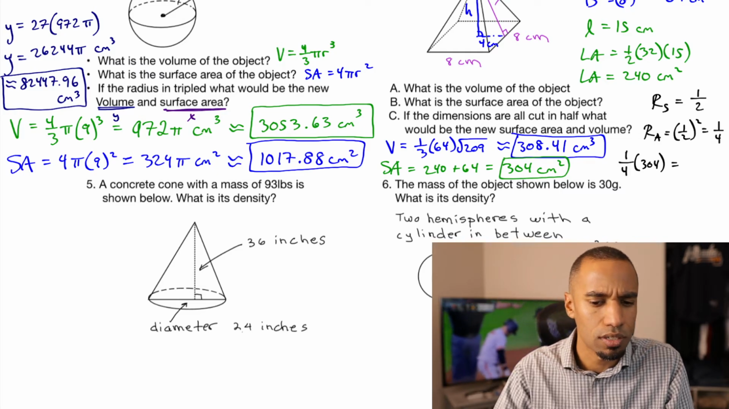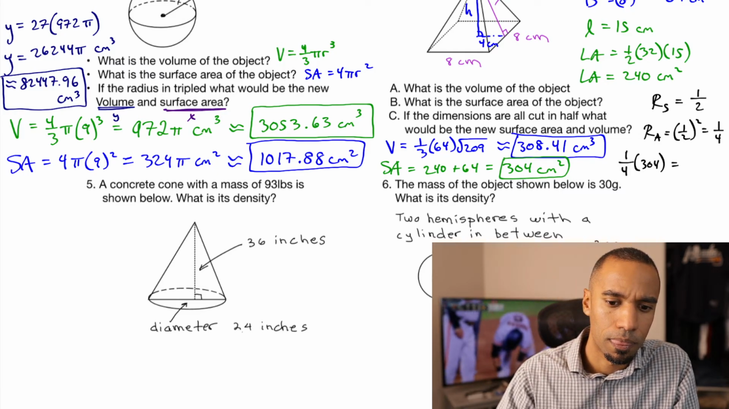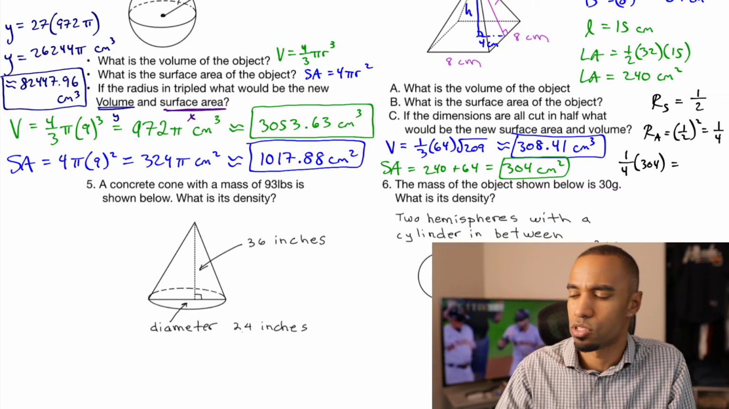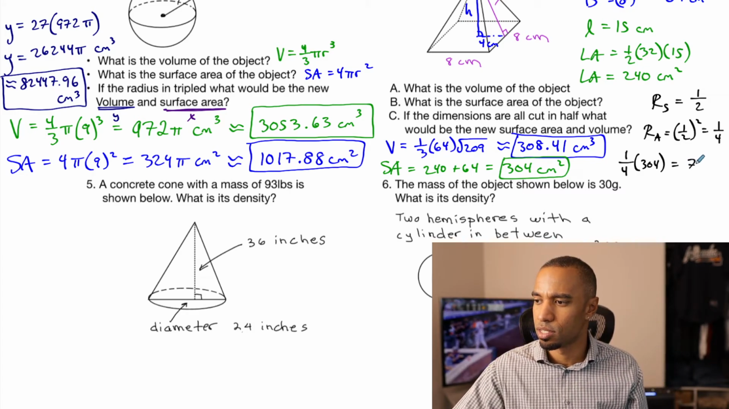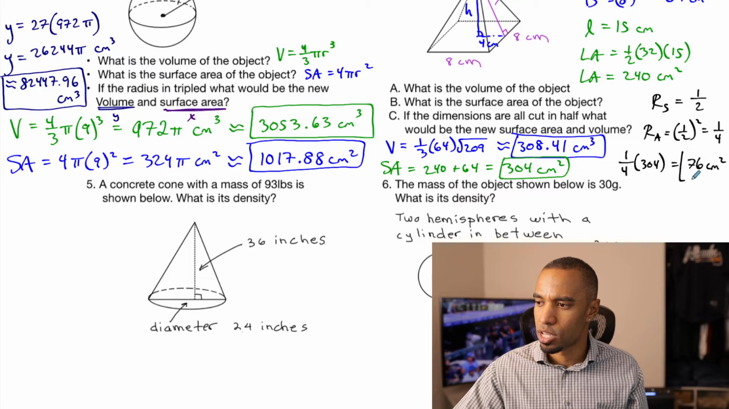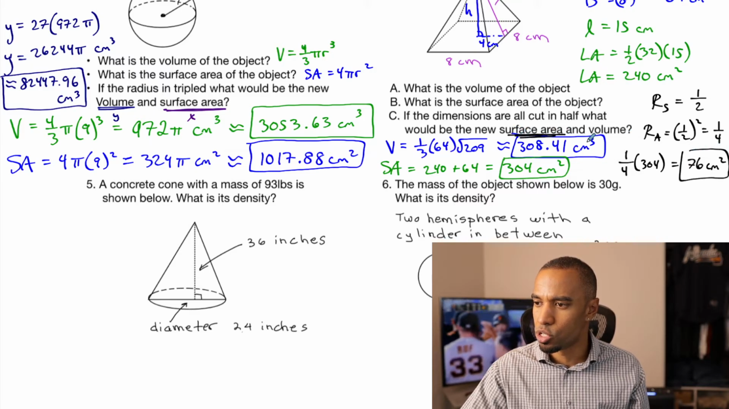75.76. 76. 304 divided by 4. Yeah, 76. So 76 square centimeters there for the new surface area.